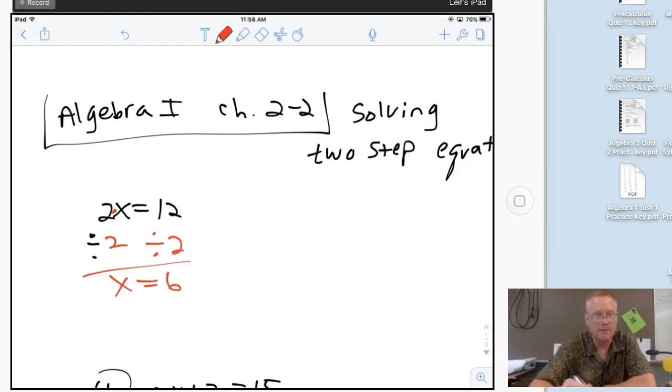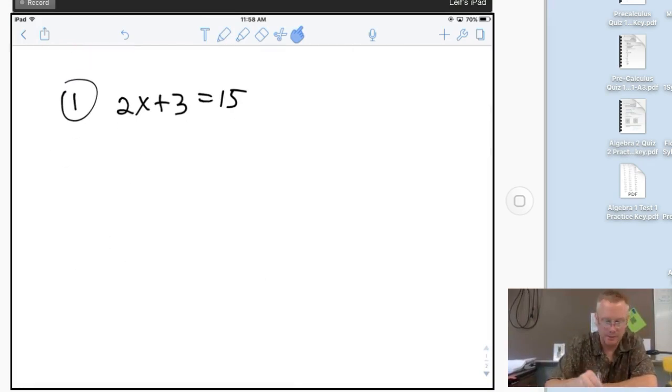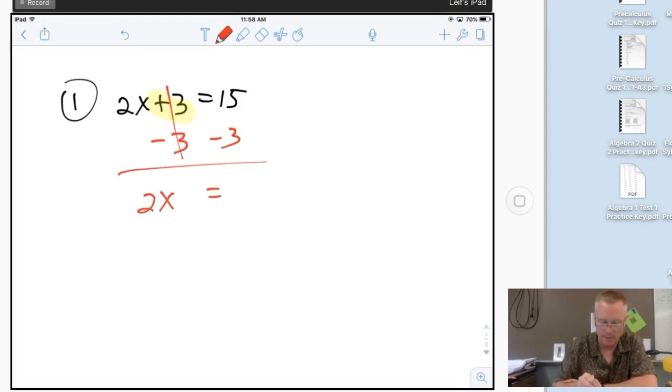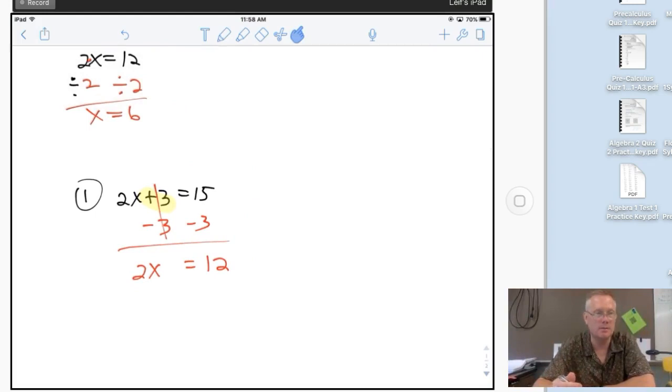Today we're going to take it one step farther, where I'm going to start with an equation like this. The first thing I want to do is tackle the plus or minus, okay? In this case, it's plus 3. Remember, opposite operations. Addition and subtraction are opposites. If I have plus 3, I want to do the opposite, which is minus 3. And then these cancel. And 15 minus 3 is 12. And now look, you're right back exactly where we were yesterday in the last lesson, where you got 2x equals 12. So you're going to solve it the same way.